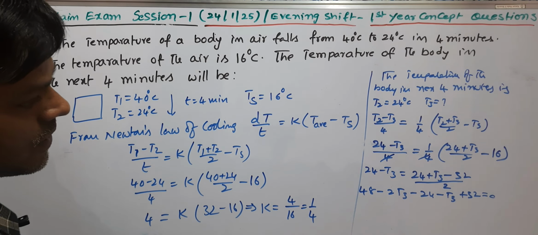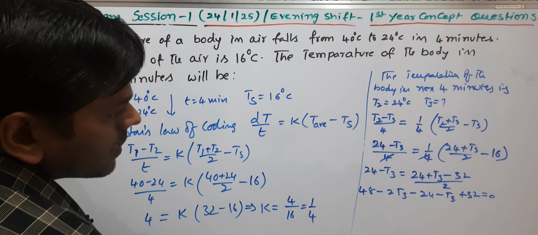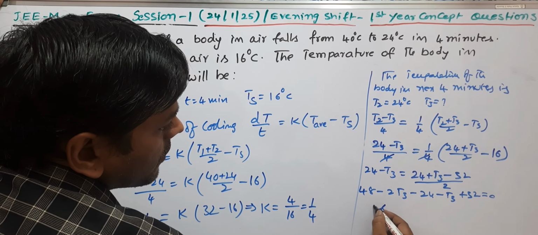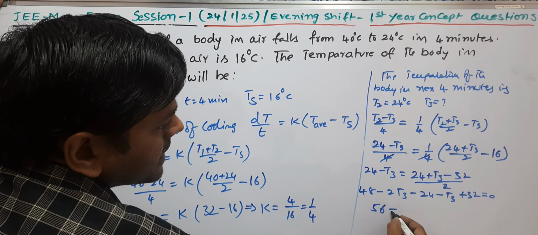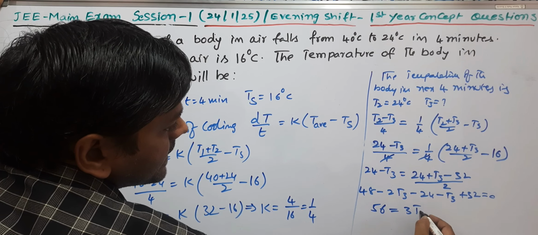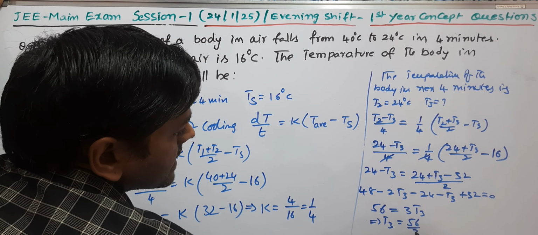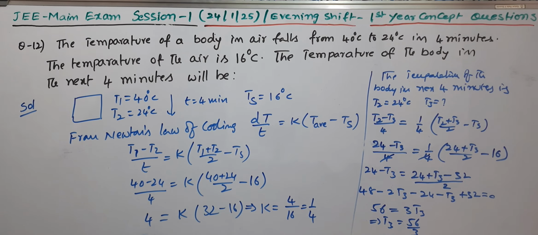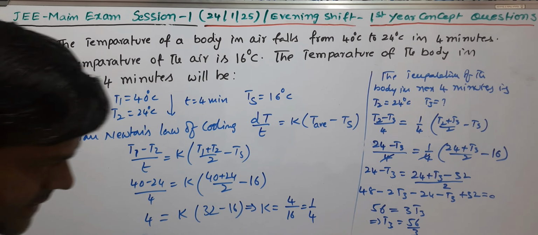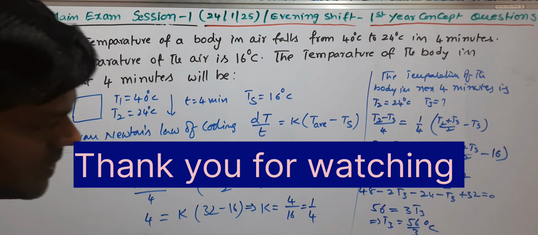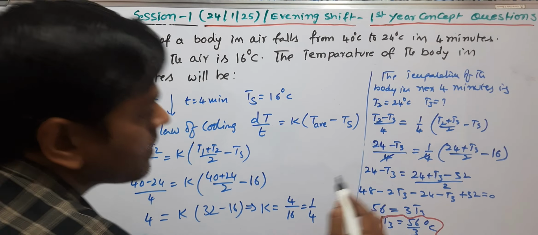Solve this: 24 plus 32 plus 48, that is 56, is equal to 3 T3. That implies T3 is equal to 56 by 3 degrees Celsius. So this is the answer for this question. Okay, right.